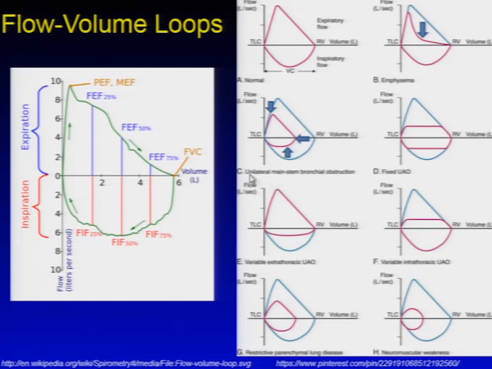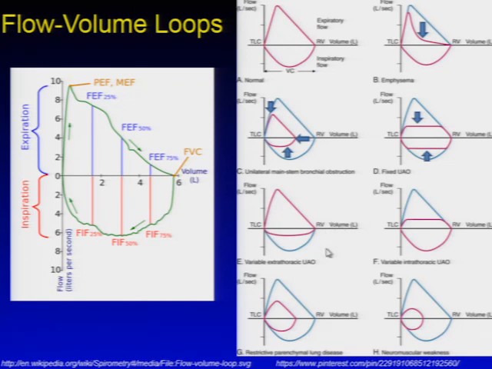When you see the unilateral main stem bronchial obstruction, let's say the right main stem is collapsed, you will see the same figure, same shape, but a decrease in all components. When you have a fixed upper airway obstruction, you will see the decrease of the expiration flow and also decrease of the inspiration flow. However, total volume itself is preserved.